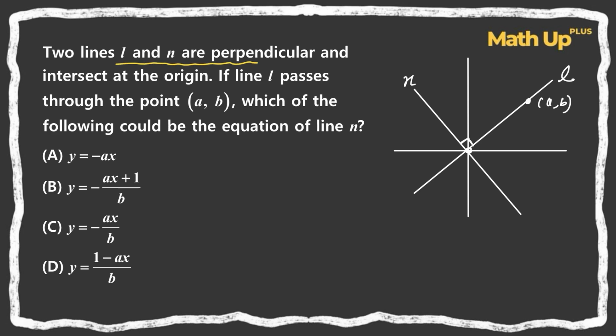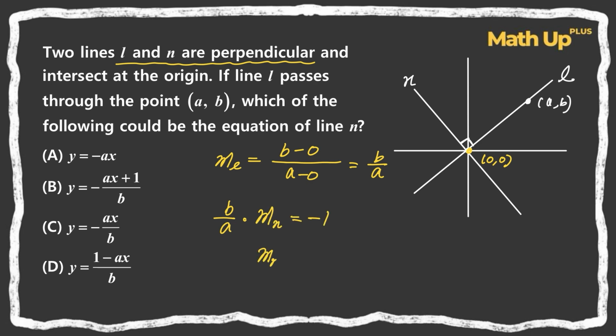Since two lines are perpendicular, we know that the product of their slopes is equal to -1. So let's find the slope of line L first. Let's say the slope m for line L, since it passes through (0, 0), the origin, is rise over run, or y2 minus y1 over x2 minus x1, which is b over a, right? So the product of b over a times the slope of line N is equal to -1, so the slope of line N is negative a over b.